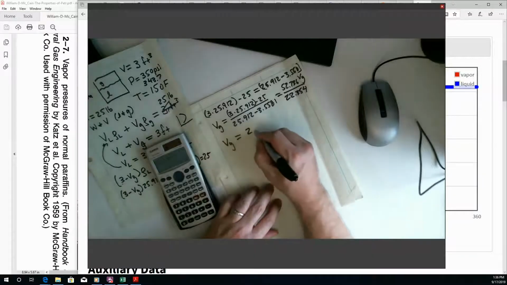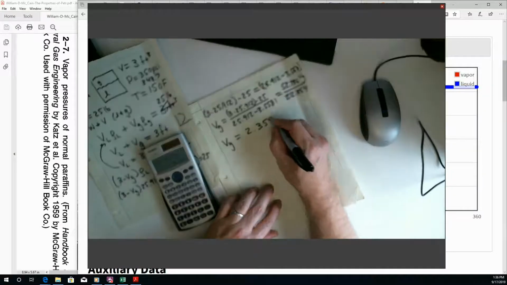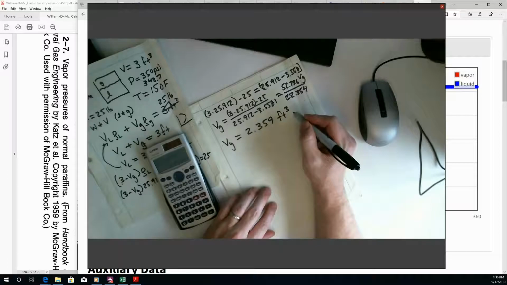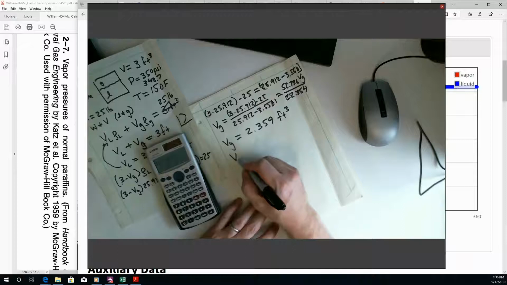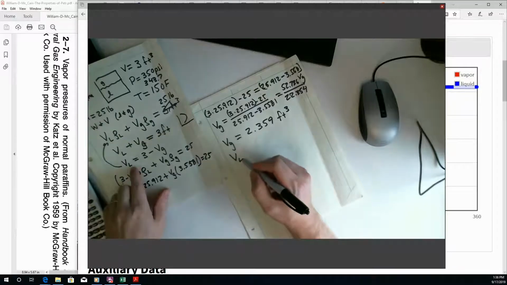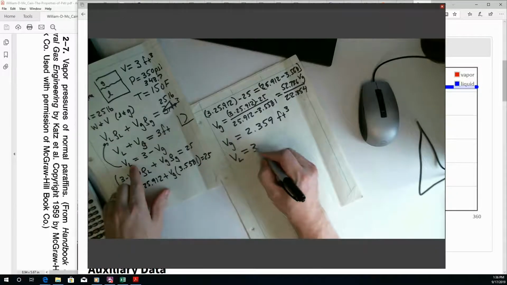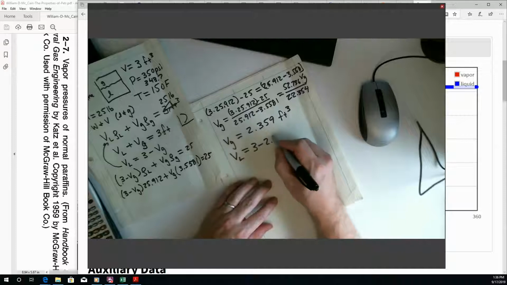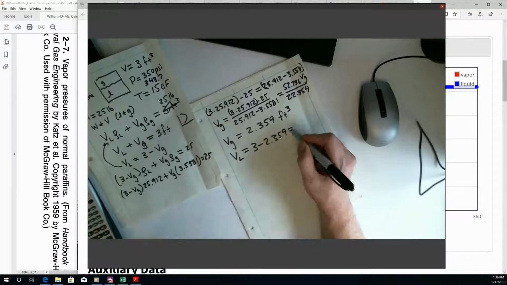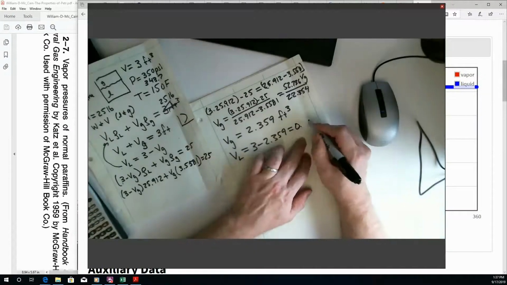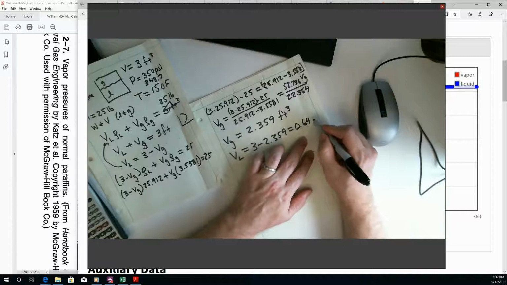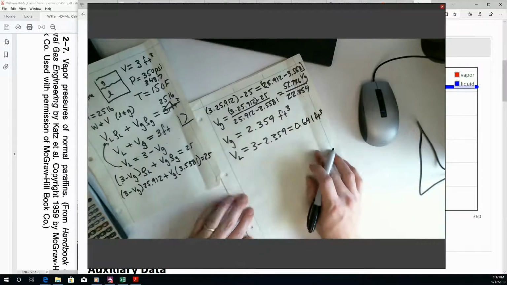The volume of gas is 2.359 cubic feet. And so then we want to know the volume of liquid. We can come right back to this equation, and it is 3 minus 2.359, which is going to equal 0.641 cubic feet at that point.